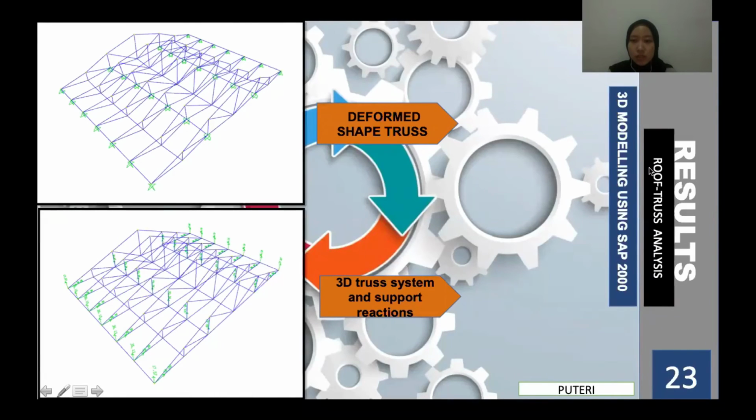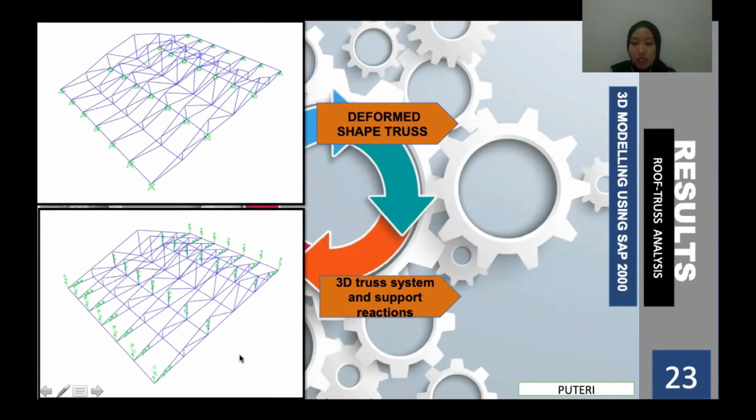After analyzing the truss system using SAP 2000 software, this is the result that we get for the support reactions on the inner and outer truss. This is the outer truss, trusses 1 and 7. The inner truss is trusses 2, 3, 4, 5, 6. The values that we obtain for the support reactions are almost accurate with the values obtained from LimPro software and manual calculation. From the result, the support reactions for the inner truss are higher than the outer truss because the load acting on the inner truss is higher than on the outer truss.